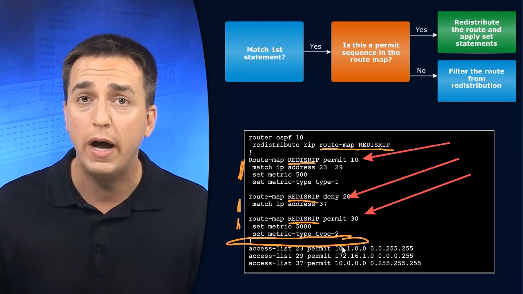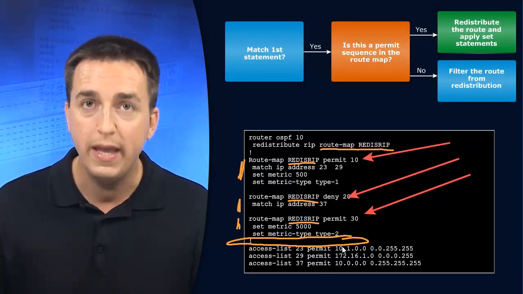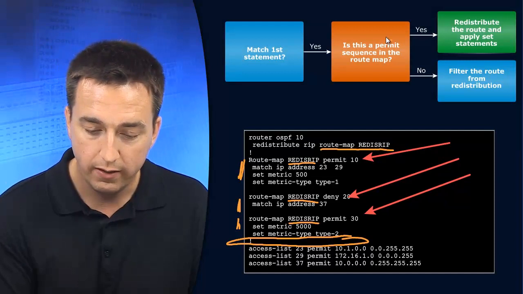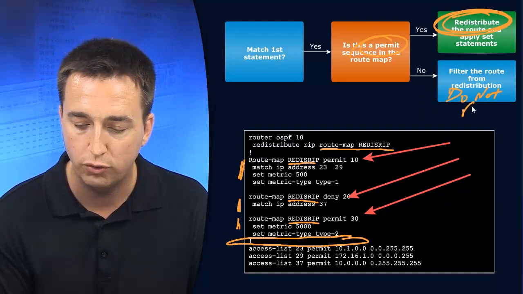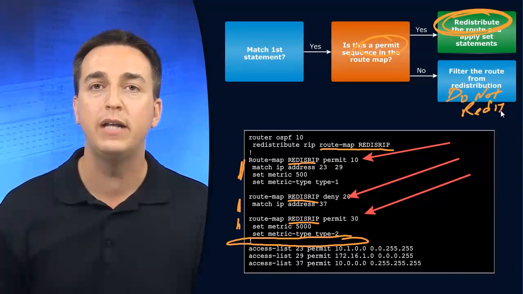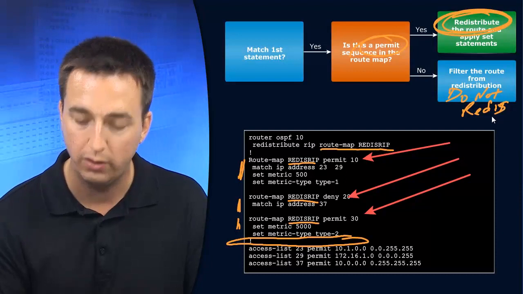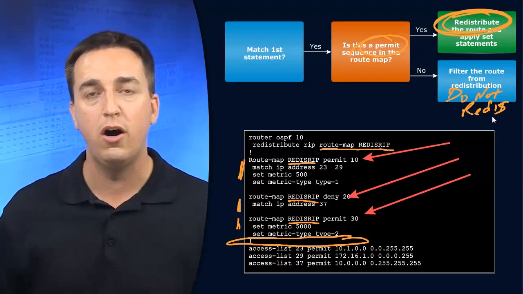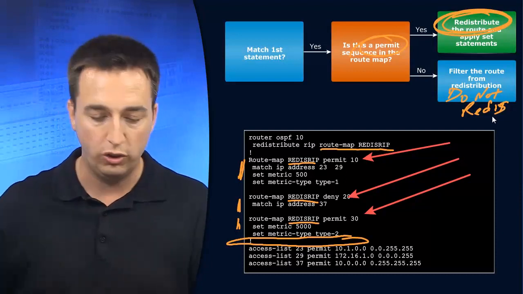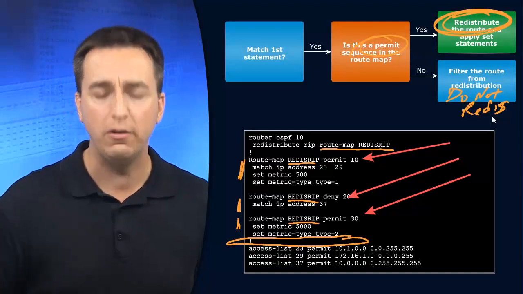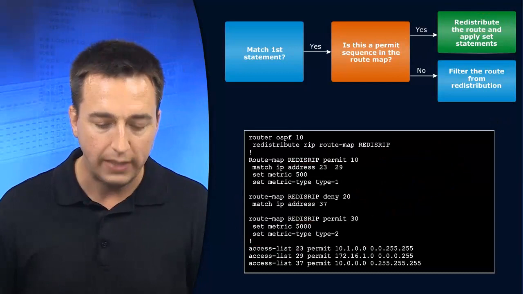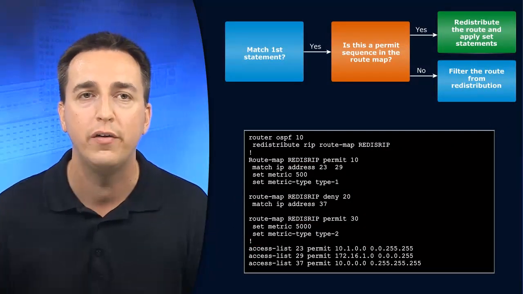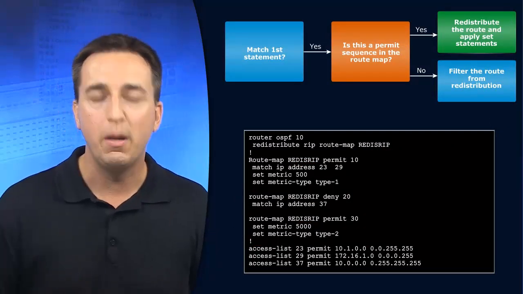And deny means what? Do you remember? Permit means to redistribute. Deny means do not redistribute. That's what that means. Do not redistribute if it's a deny. So the implicit deny will prevent redistribution from occurring for routes that don't match any of the sequences that you have specified. So let's start walking through this together, starting off with sequence number 10.